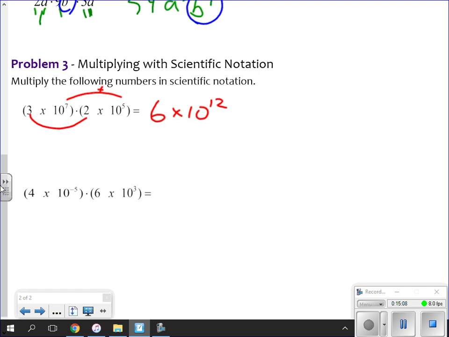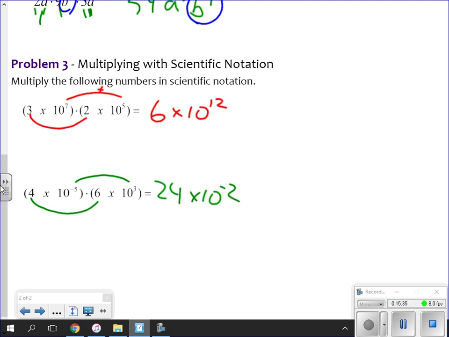So the next problem, same idea. I multiply the 6 times the 4, gives me 24. And then I add the exponents, times 10 to the what? Negative 2. But I have a problem with this answer. Negative? No, it's not that. That's not my problem. Scientific notation, negative exponents are great. It just means it's a small number instead of a big number.